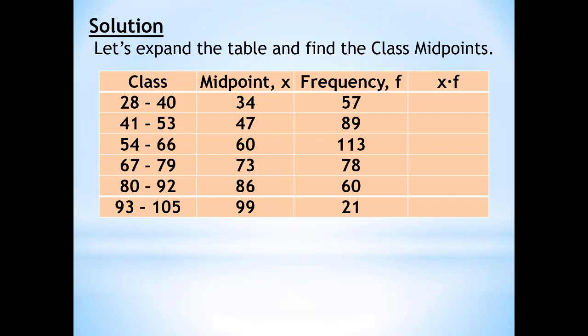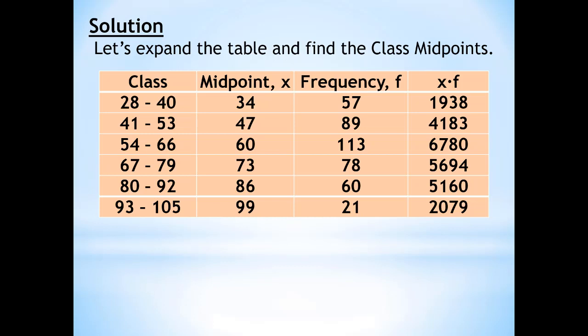So 34 times 57 is 1,938. 47 times 89 is 4,183. 60 times 113 is 6,780. 73 times 78 is 5,694. 86 times 60 is 5,160. And 99 times 21 is 2,079. So that gets all of our values.